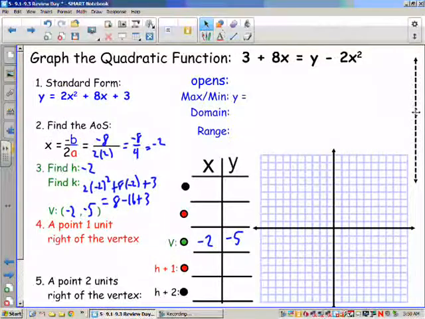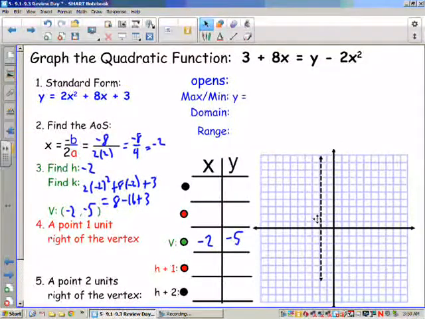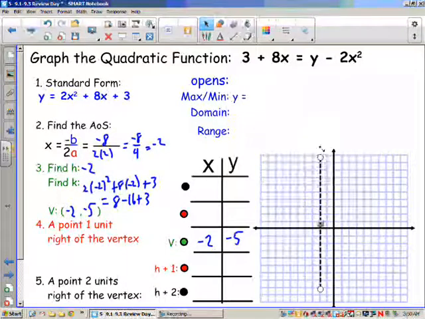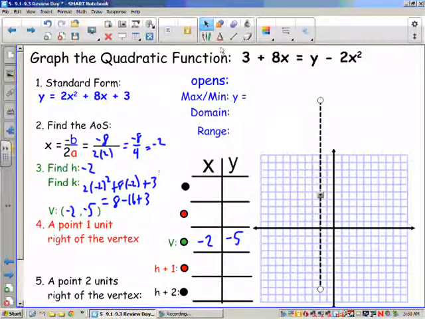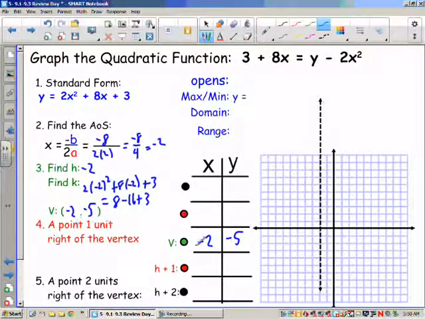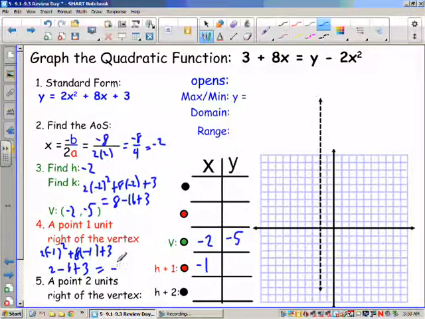Well, we've got our little axis of symmetry here. We'll go over to negative 2, and we can throw that out here. It goes forever. To do h plus 1, we take our h of negative 2, add 1, we get negative 1, and plug that in. So I'm going to need a little bit of space here to do my work. 2 times negative 1 squared plus 8 times negative 1 plus 3. That gives us 2 minus 8 plus 3, which is negative 3.